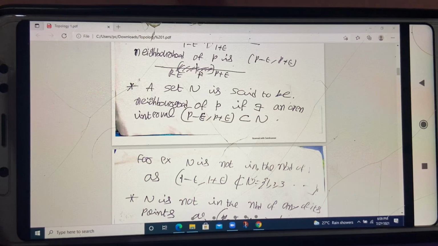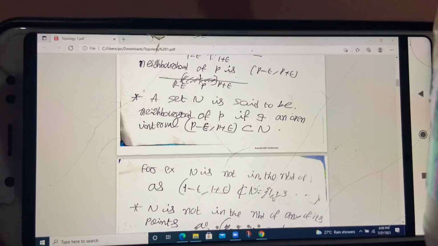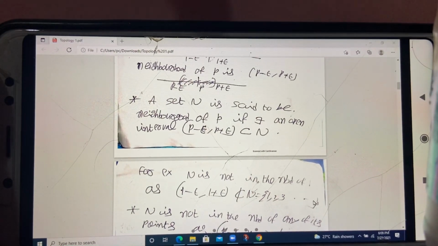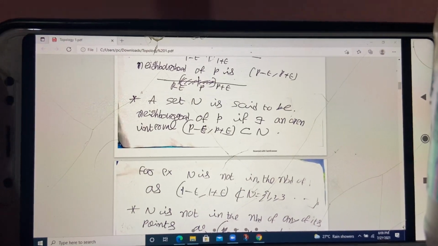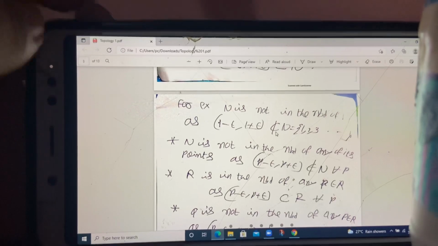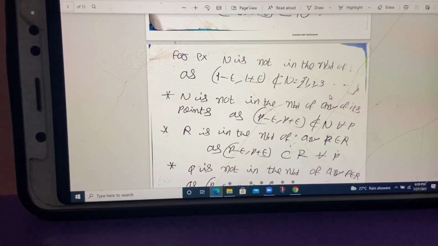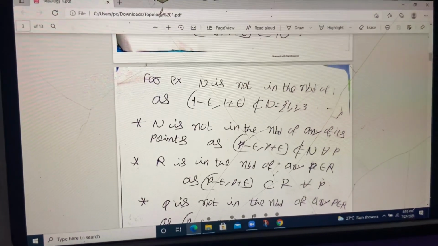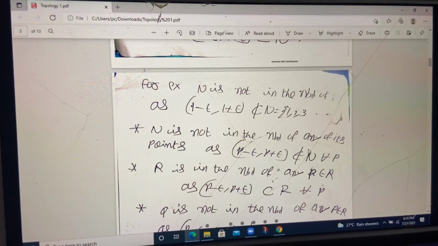Real numbers include decimals. Here decimals are not there, so this is not contained. So 2 is also not an interior point. 3 is also not an interior point. N is not in the neighborhood of 1. N is not in the neighborhood of 2. N is not in the neighborhood of 3. So N is not in the neighborhood of any of its points.